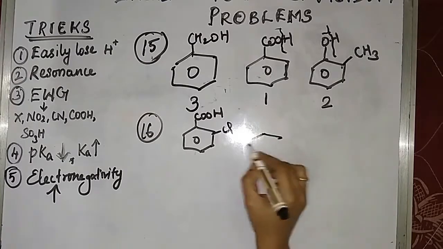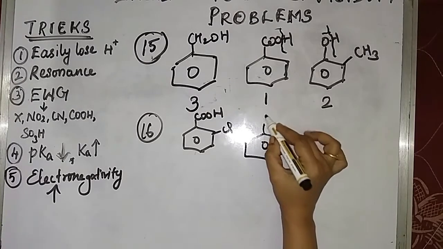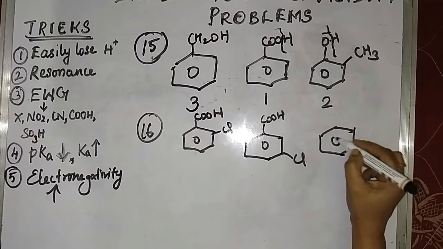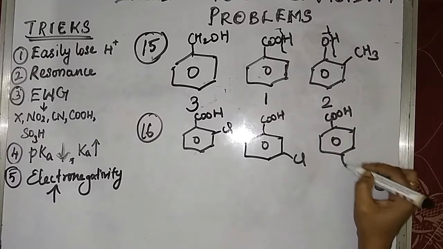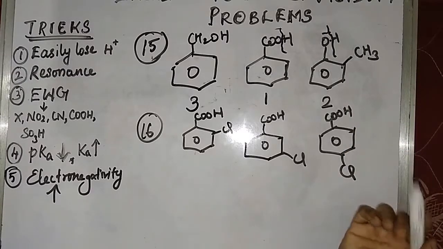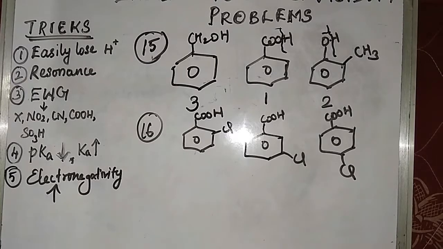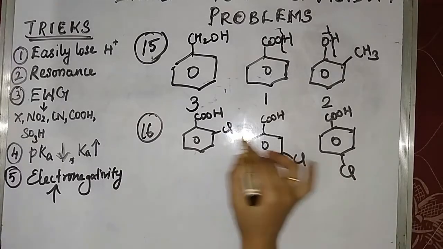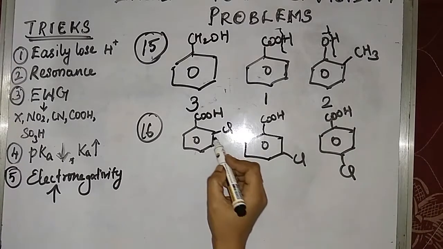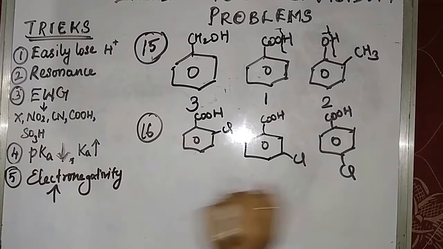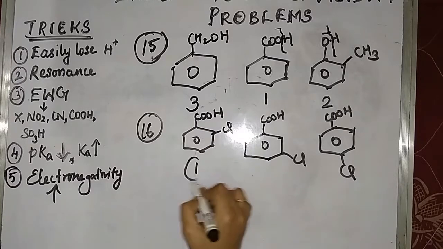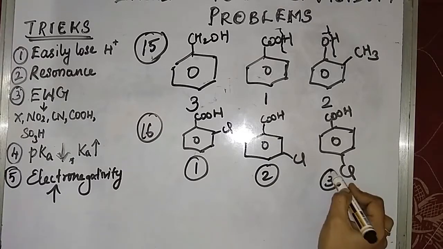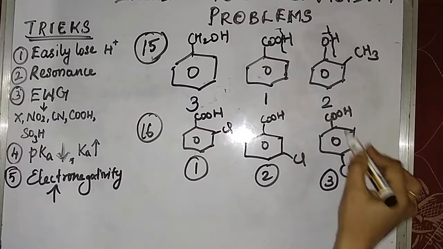Orthochlorobenzoic acid, metachlorobenzoic acid, parachlorobenzoic acid. See here, if I write the structure, you can easily say. If it is given by name, you have to write the structure, and then only you will be able to find out. Everywhere a chlorine group is there, an electron withdrawing group, so it increases the acidic character, but the distance matters here. If it is very close, that is the first one. This one is closer, and this is away from that. The inductive effect falls off with distance.